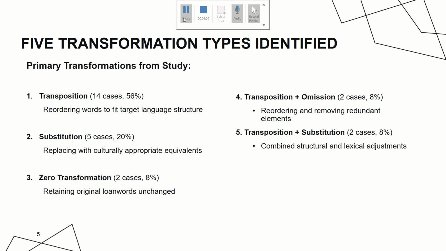And the last ones: 4. Transposition plus omission, 2 cases, 8%, reordering while removing redundant elements. And 5. Transposition plus substitution, 2 cases, 8%, adjusting both structure and word choice.